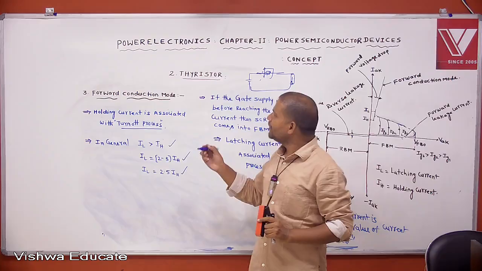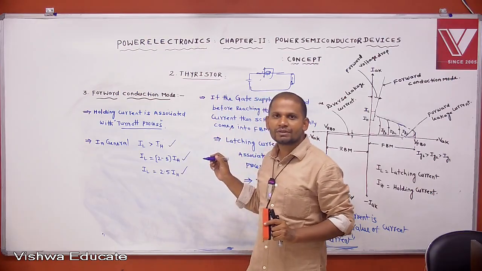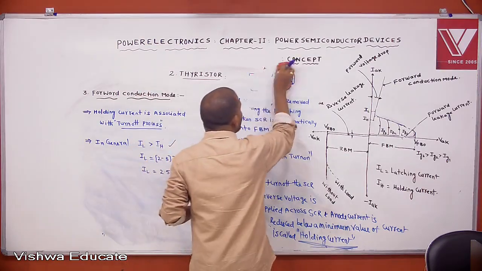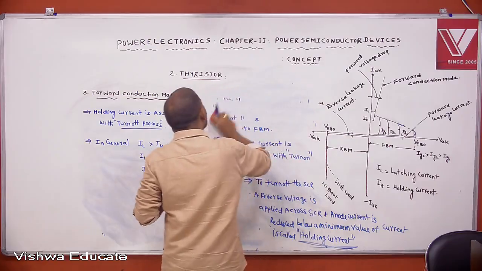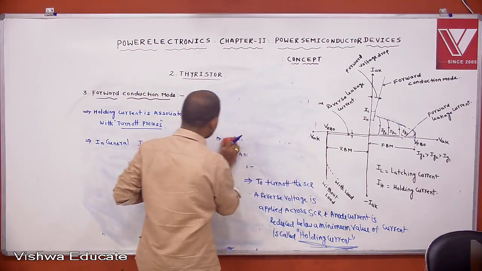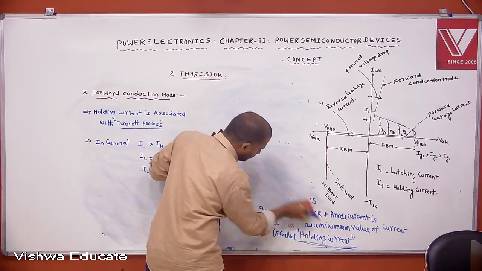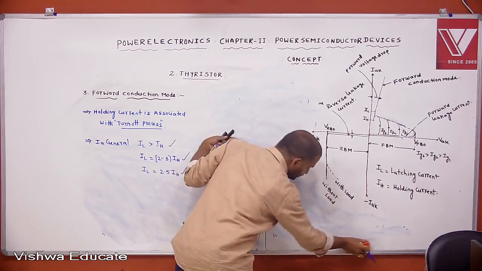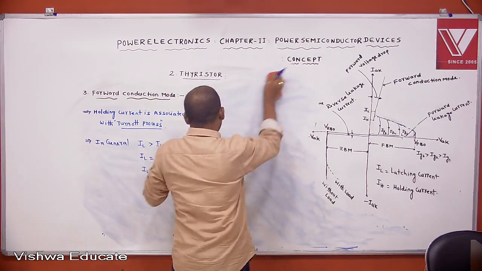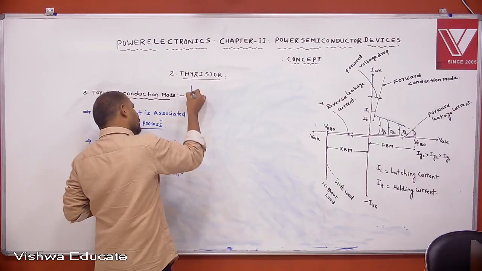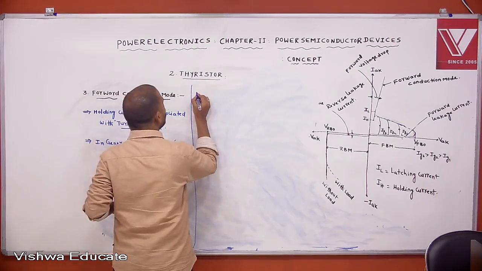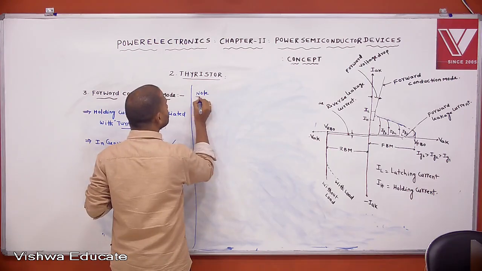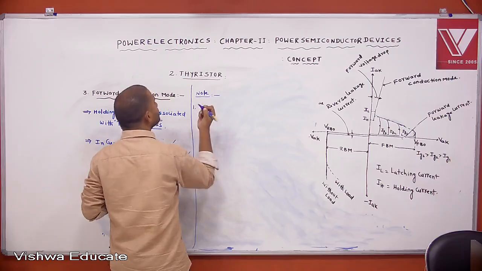Clear? Okay. Before going to the next concept with respect to thyristor, I want to make some notes here. With respect to static VI characteristics, along with the concepts I discussed, I want to make some notes. Remember this as a note: some important points. Many points are already given, and along with them you should also remember these points.